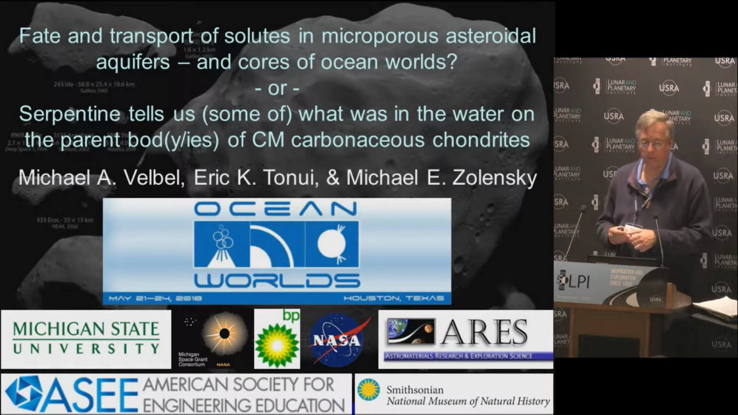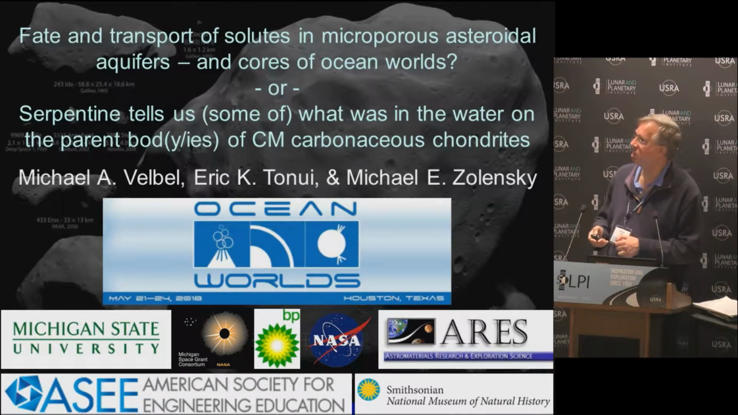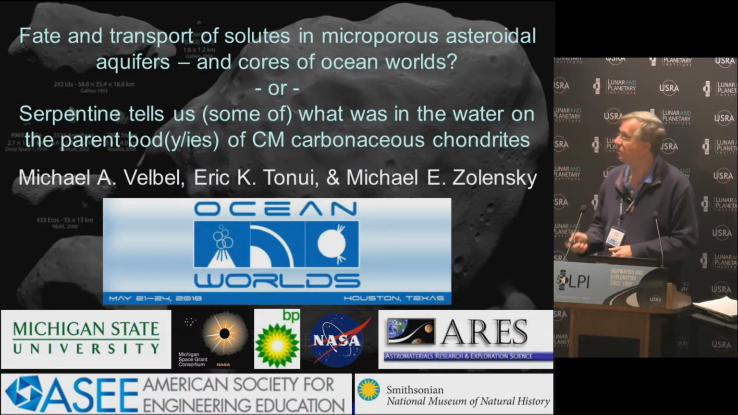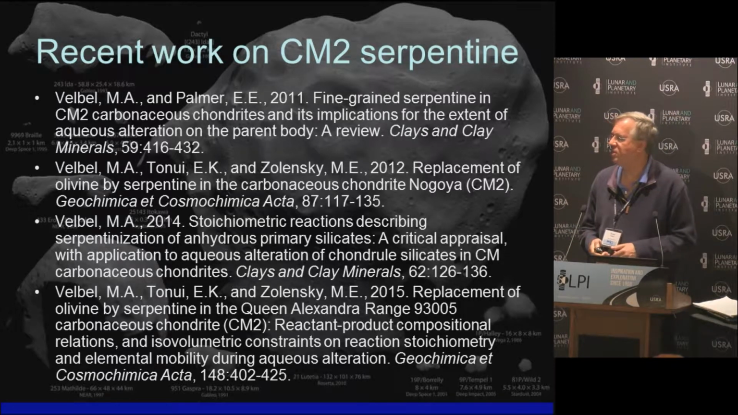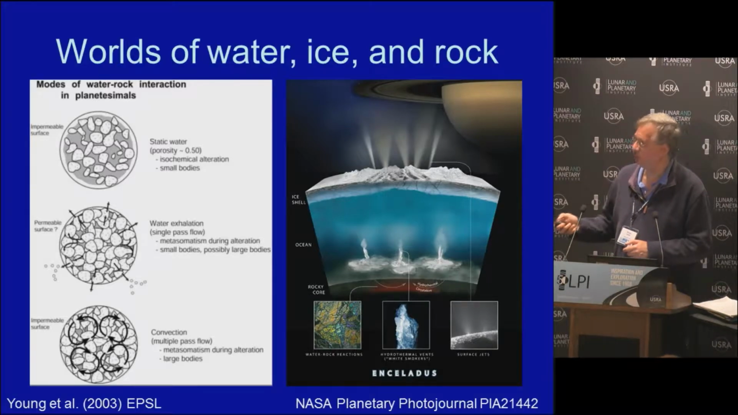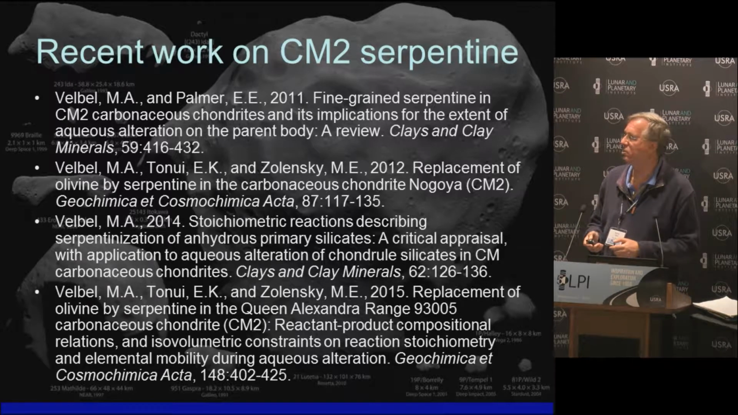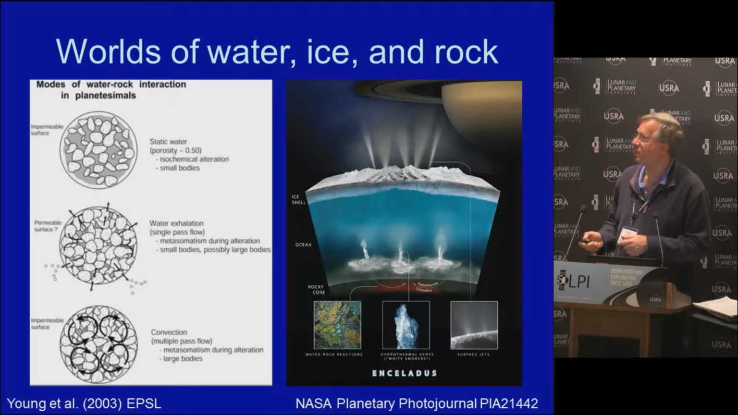So with that background, I justify the title of my talk, and the subtitle: Serpentines and Their Composition Tell Us Some or Something About What Was in the Water on the Parent Bodies of the CM carbonaceous chondrites when the aqueous alteration took place. I'm building this around a review of these four papers that Mike Zolensky and Eric Tonui and I published over the past several years. For work backwards, previous work, you can refer to those. And I'm going to integrate some more recent work that other groups have done with this work as well.